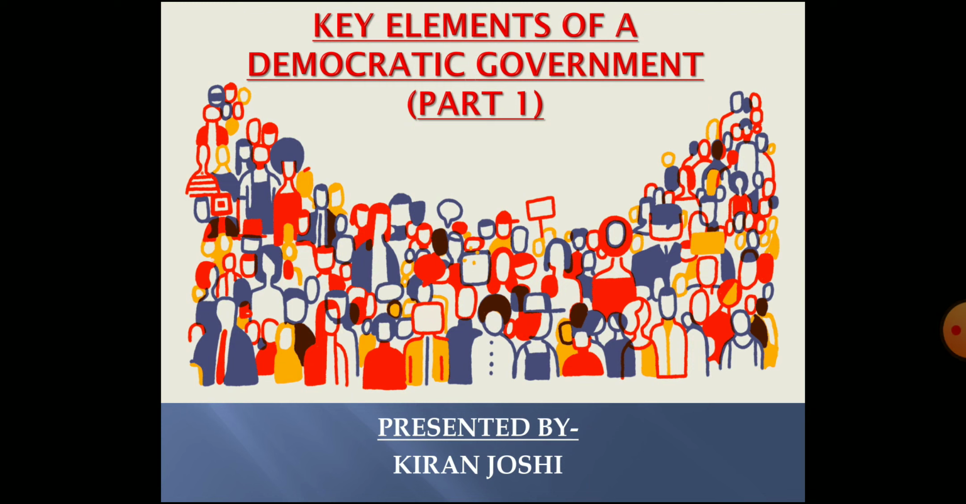Children, here I am presenting the first video of class 6 civics chapter 4, key elements of a democratic government. Children, in the third chapter we learnt the meaning and types of government. Now in the present chapter, that is chapter 4, key elements of a democratic government, we'll try to understand how the various elements influence the working of a democratic government.